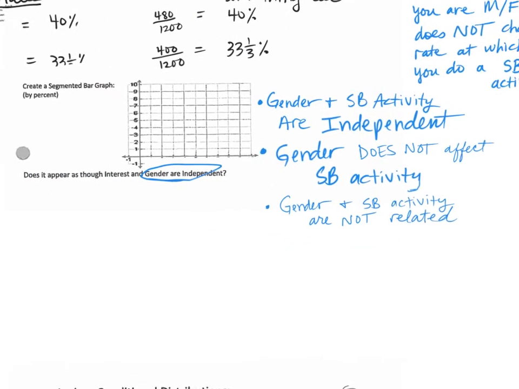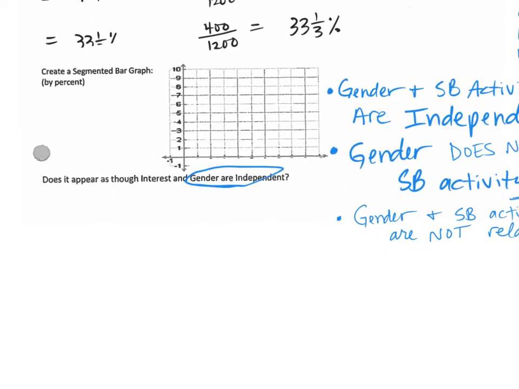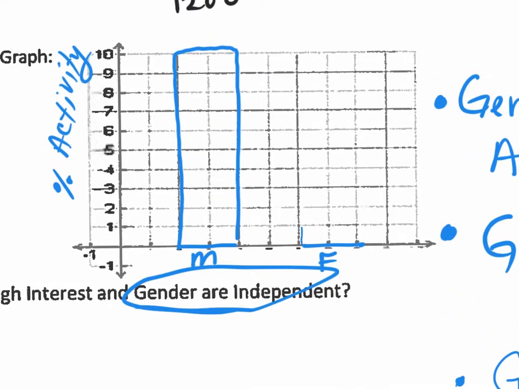Okay, good. The final thing we want to do is make a picture of these events and see what the picture looks like if they are independent. So we're going to take our data and make a graph for male and a graph for female. We are going to make a stacked bar graph and we're going to make it relative frequency, so it's going to be out of 100%. So this is the percent that chose a particular activity. Okay, so here we go. We're going to have 100% of the females choosing activities and 100% of the males choosing activities.